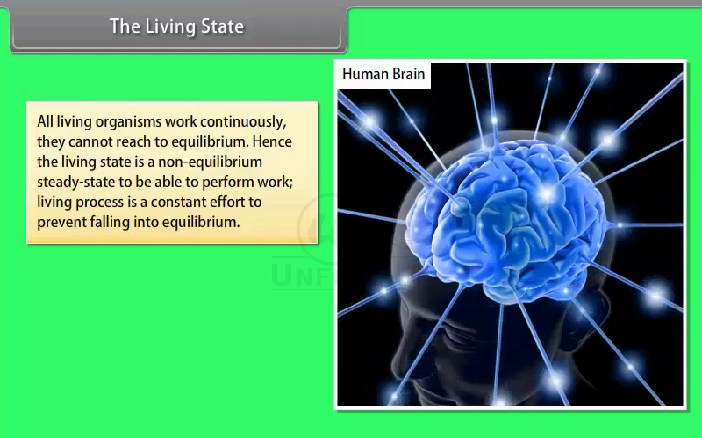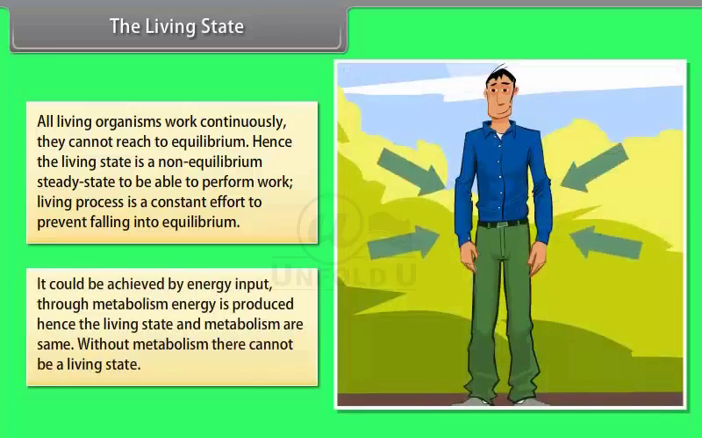To be able to perform work, the living process is a constant effort to prevent falling into equilibrium. It could be achieved by energy input. Through metabolism, energy is produced. Hence, the living state and metabolism are the same. Without metabolism, there cannot be a living state.